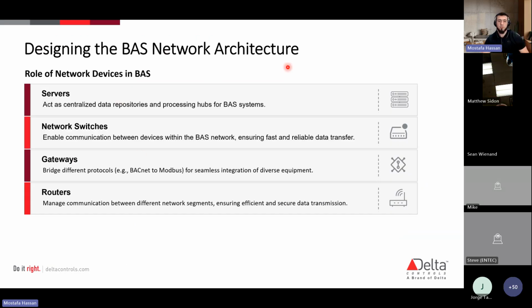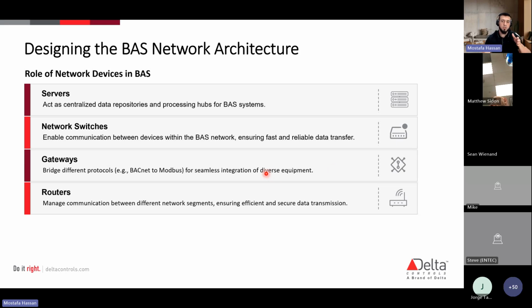You need servers before you design your network. A server in a BAS acts as a central data repository. It stores and processes information for efficient system management. Your network switches enable communication between BAS devices, and they facilitate fast and reliable data transfer within a network.